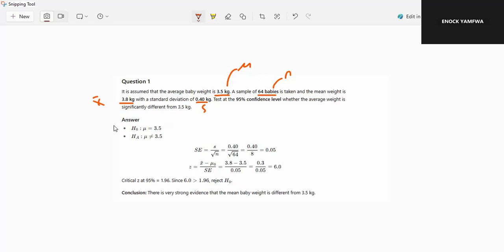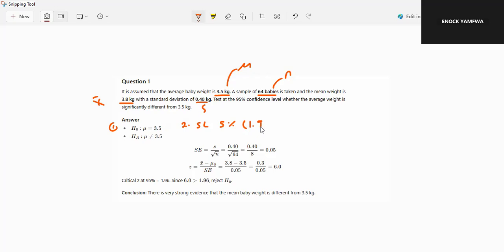So step one, state the hypothesis, which is this one here. Our mean is 3.5. Maybe our mean is not equal to 3.5. Step two, state the level of significance. Our level of significance is what? 5%. So what is 5%? The Z for 5% is what?